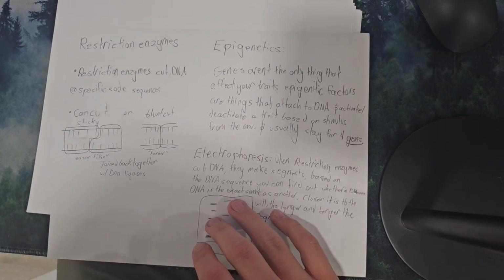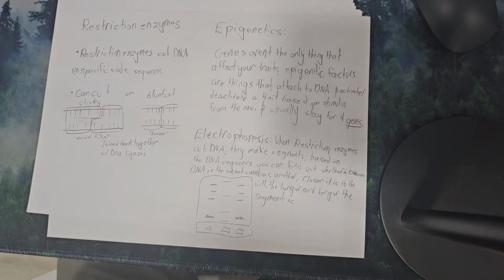Okay, let's talk restriction enzymes. So restriction enzymes cut up DNA at specific coding sequences. It can be a sticky cut or a blunt cut. It is joined back together with DNA ligases, that's the whole idea of ligation. It is easier to ligate sticky cuts than blunt cuts. That's the whole idea of that. And that's what it is.